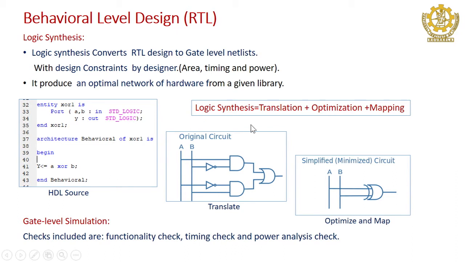So, once your gate level design is done, I told you that each level will have one set of simulation. So, we have to do a gate level simulation to verify that these gates are now the real gates available with the vendor for fabrication. They have their own timing, power and area parameters, which are now specified. So, we have to do a gate level simulation for functionality check, timing check and power analysis check.